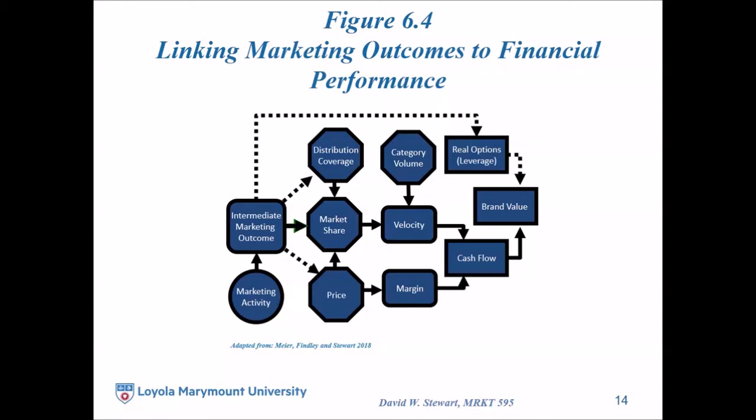Here's a conceptual way of thinking about this. Here's a set of marketing activities. Could be advertising, sales promotion, sales calls, producing some kind of intermediate outcome: awareness, availability, store visits, whatever it is. Hopefully, if it's working, that'll have an influence on things like market share. It may have an influence on price. It may have an influence on distribution coverage.